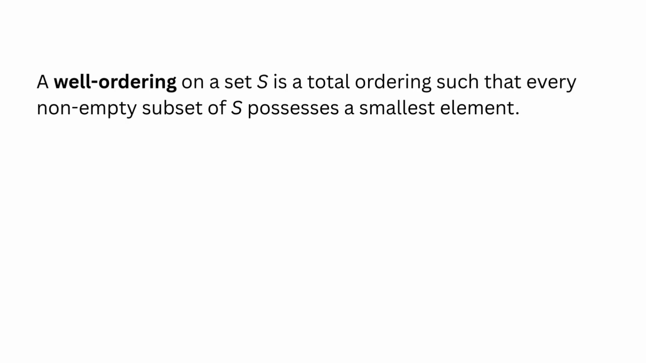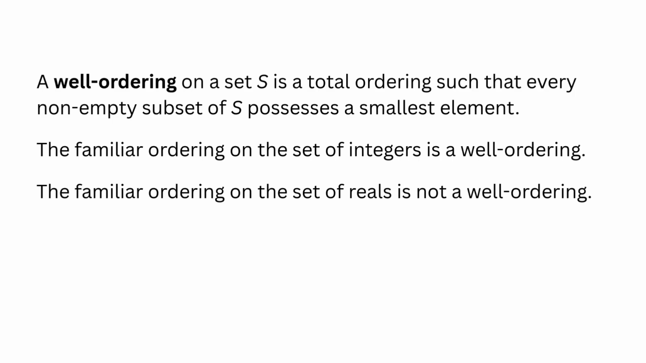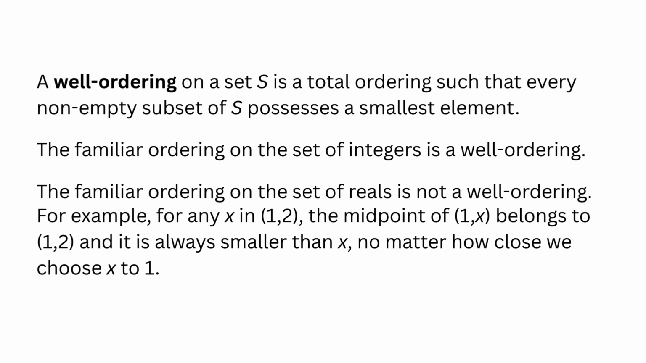A well-ordering on a set S is a total ordering such that every non-empty subset of S possesses a smallest element. Our familiar ordering on the set of integers is a well-ordering. However, on the set of real numbers, it's not a well-ordering. Any open interval on the left does not have a smallest element. For example, for any x in the interval (1, 2), the midpoint of 1 and x belongs to the interval, and it's smaller than x no matter how close x is chosen to 1.